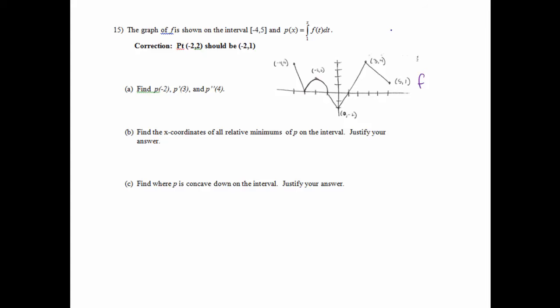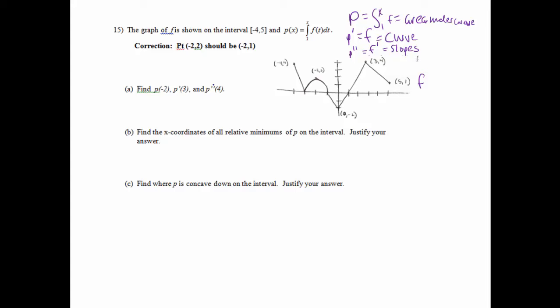So I'm just going to do a little work up here to start with. I know that p is actually equal to the integral, which is equal to the area under the curve. Okay, p prime, that derivative and the integral undo each other, so I would just be left with f, which is the curve, and p double prime would be f prime, which is going to be the slope. So I like to do that work ahead of time.